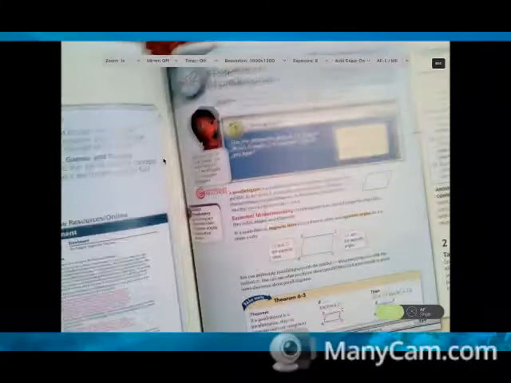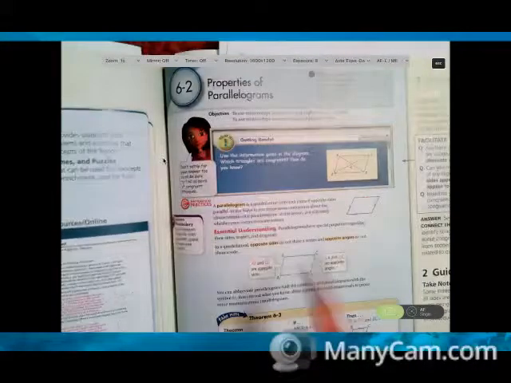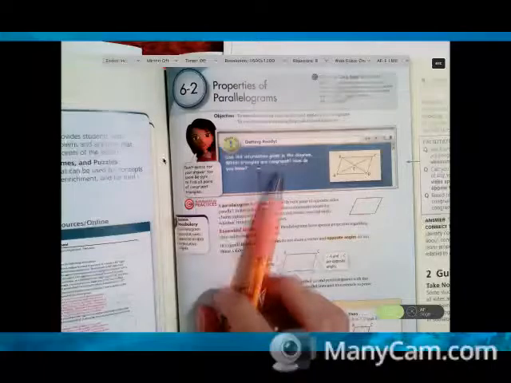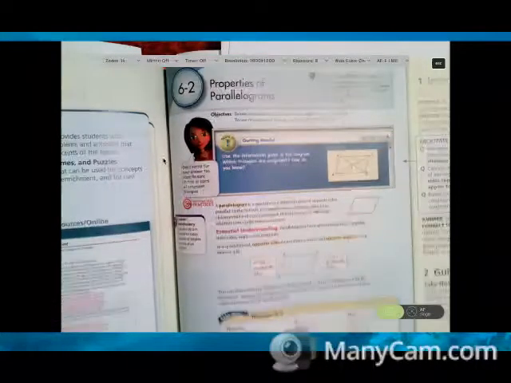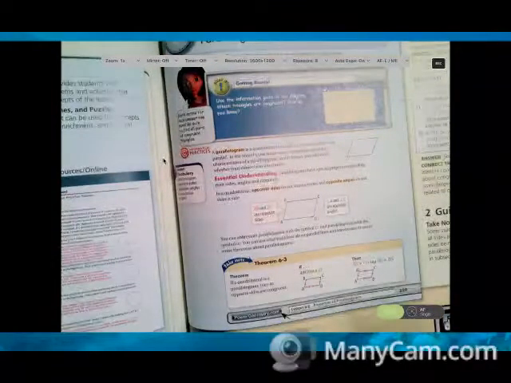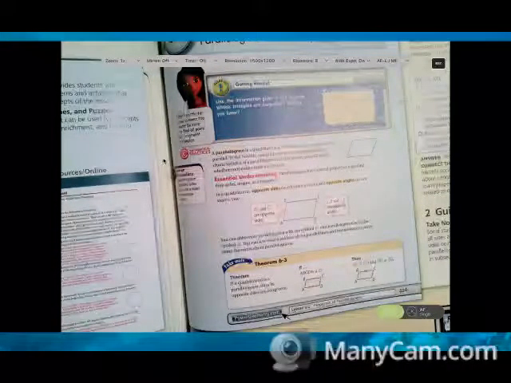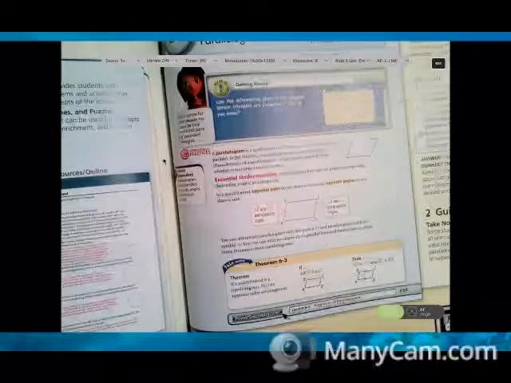Alright, we are in section 6.2, properties of parallelograms. Let's look at the solve it. Use the information given in the diagram. Which triangles are congruent? How do you know? So we're really going to be looking into the properties as well as the definition of a parallelogram.